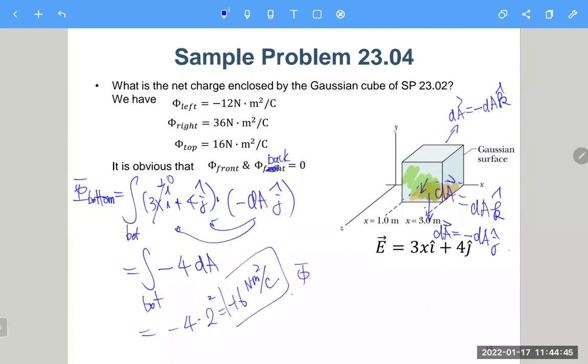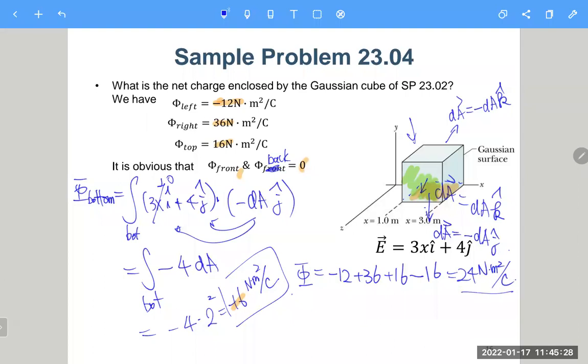So the total flux, or the net flux, for this cube is actually summing all of them together, including this one on the left, negative 12, 36, 16, 0 for front and back, and then also this negative 16. So it is nothing but negative 12 plus 36 plus 16 minus 16. So the answer is 24 Newton meter squared per Coulomb. This is the net flux for this Gaussian surface.